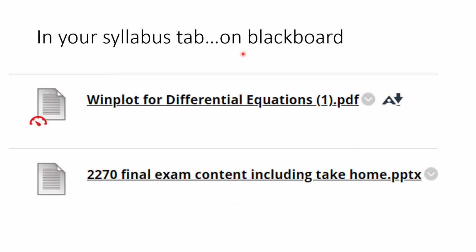In your syllabus tab on Blackboard, please make note of two exhibits. One is a copy of these PowerPoints, so you maybe don't have to take as much notes. You can look at the notes within the PowerPoint, but also look for a contribution from Jesse Hayes Carver, which talks about WinPlot for differential equations. This is a nice little program, and this is something Jesse prepared for us. You'll use that as you work for the take-home portion of the exam.